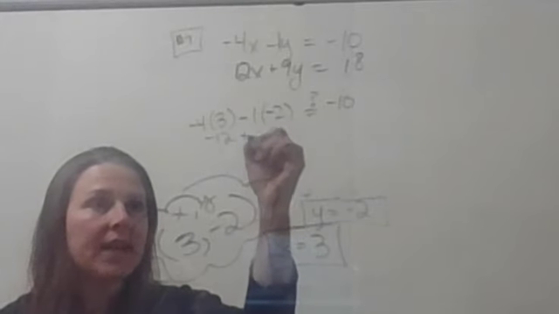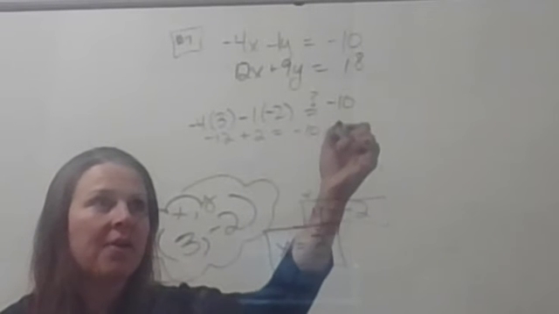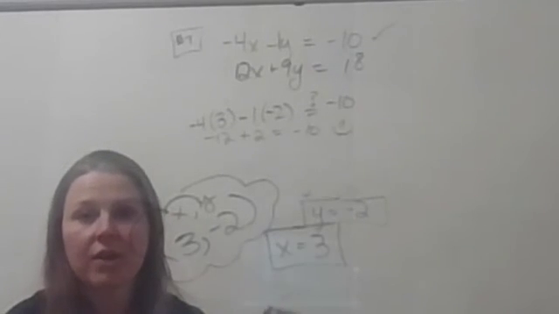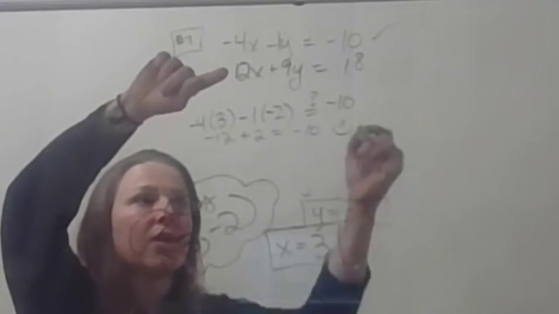Negative 1 times negative 2 is positive 2. Check it out. That is equal to negative 10. So it works for the top one for sure. Let's check the bottom one now.